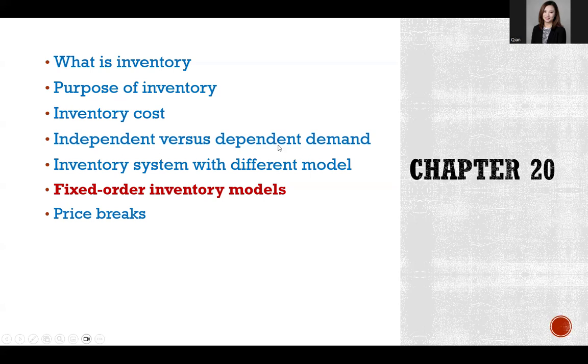And actually we discuss the demands over there, and the inventory system with different models. I marked the fixed order inventory models in red because we have a lot of calculation related to this part. And the price breaks, this is another tool. We don't have any calculations related to price breaks in exam 3, but you will still need to understand what it means, and how this tool helps you manage your inventories.